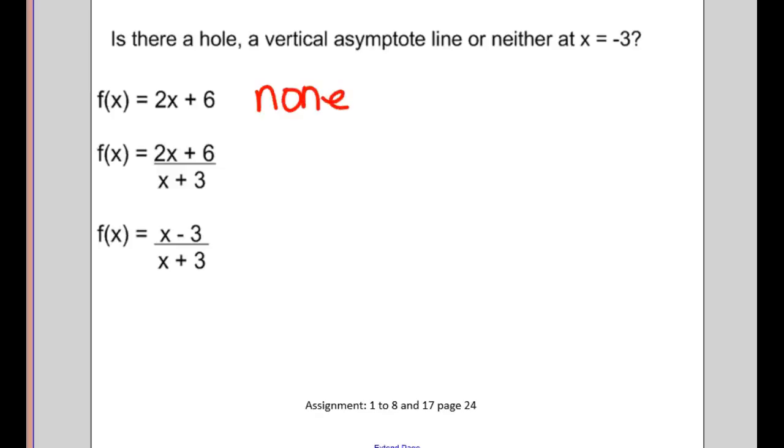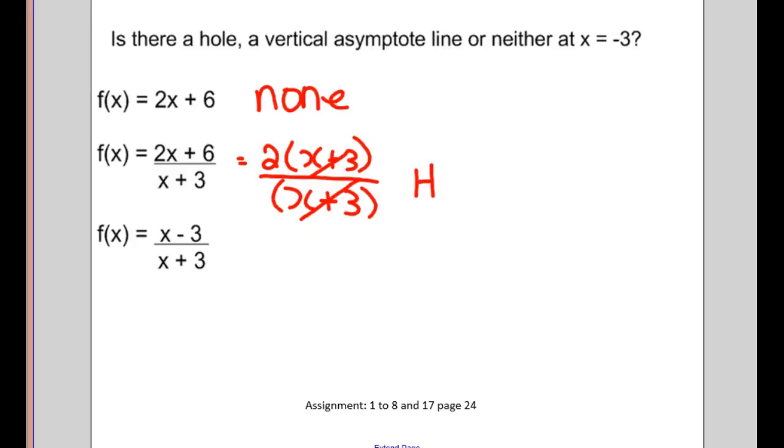What about this f of x equation? We should probably factor before we look at it, so we can take a 2 out of the top, and we're left with x plus 3 in the brackets. And these could cross off. So would we be left with a vertical asymptote or a hole or neither? A hole, right. And it's going to be at negative 3. And if we wanted to put the hole point in there, it would be negative 3 and 0.